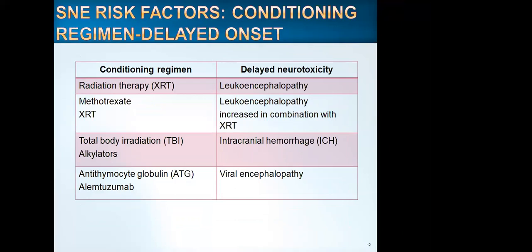Also radiation and methotrexate, and ATG, can cause neurological events. Due to ATG there is a high chance of viral encephalopathies. If we use a high dose of ATG, which we do not use much, there will be a chance of getting viral encephalopathies.